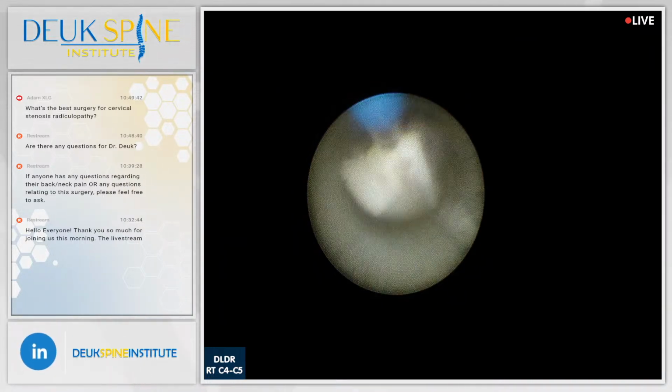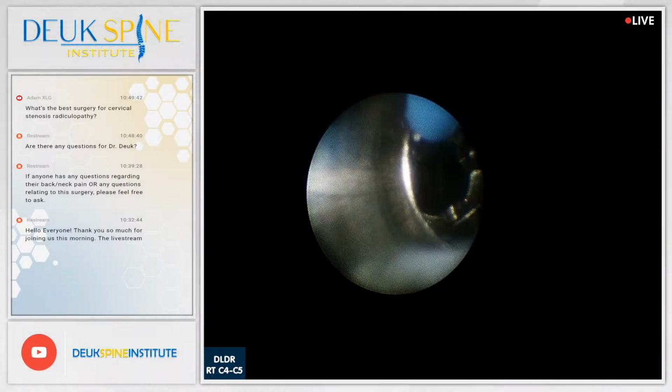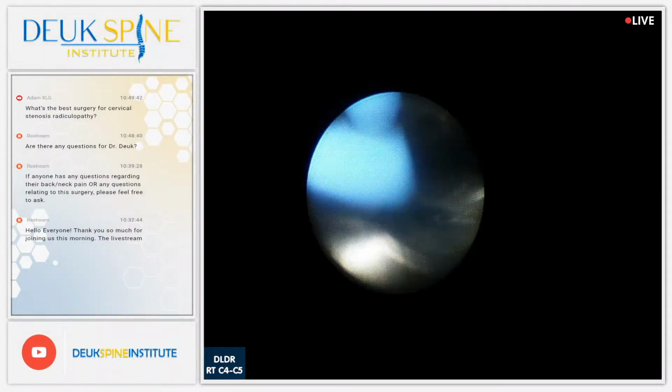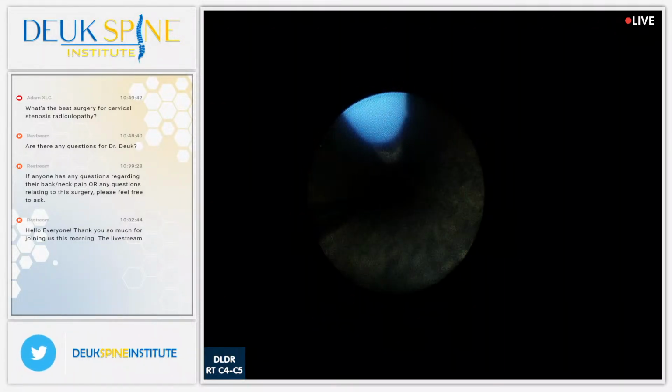Look at that herniation right there, coming back. That was pushing on her spinal cord. Now it's gone. See that? We just sucked it right out of the tube. We saw it, yep.